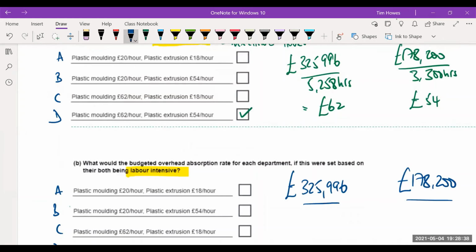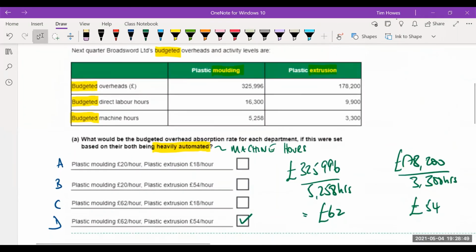The difference in the two questions is the basis of activity. We're now talking about labour hours. And so away we go. Oh, would I show the figures? Sorry, did you mean those there, Zara? You couldn't see them? Cool, no worries. So I'm about to pick out these ones then for the labour hours, 16,300 and 9,900 as the basis now of activity for that budgeted overhead absorption.